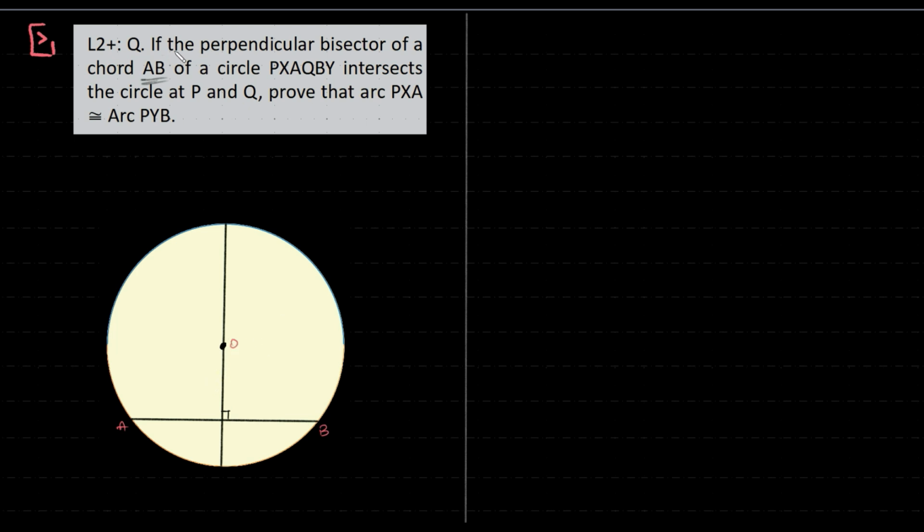Then let's read the question again. If the perpendicular bisector of the chord of a circle, this circle, intersects the circle at P and Q. What does it mean? Yes, this line cuts the circle at P and Q. Prove that the arc length PXA. Now we have to read the circle carefully and fill the blank. PXA. So where is P? XA. Let me make this as P and Q. That will be convenient actually.